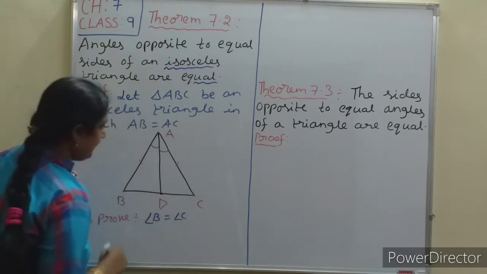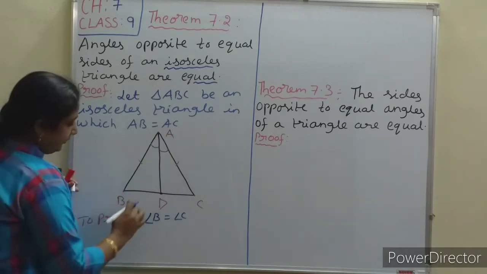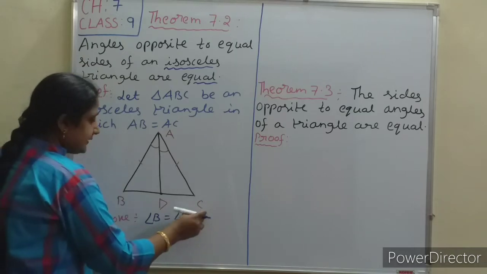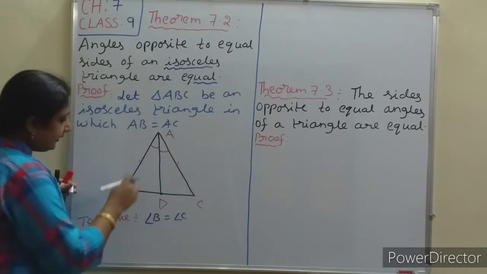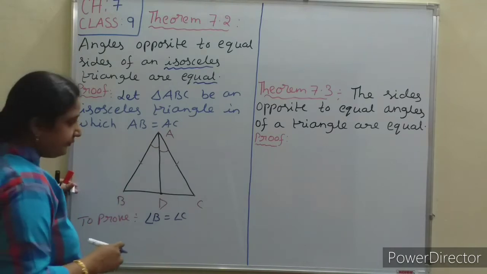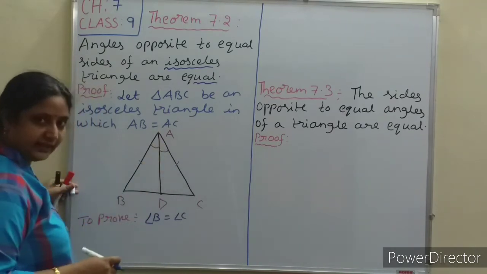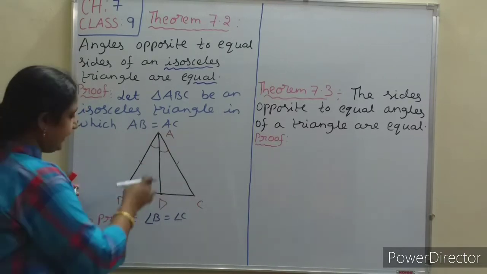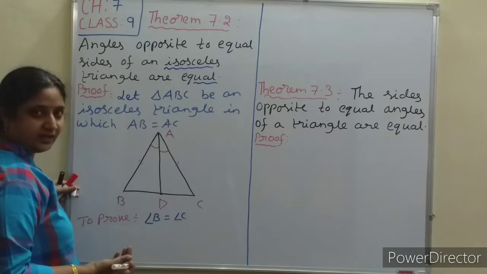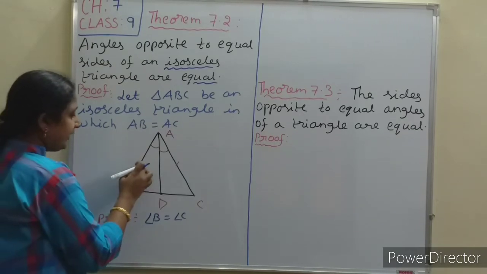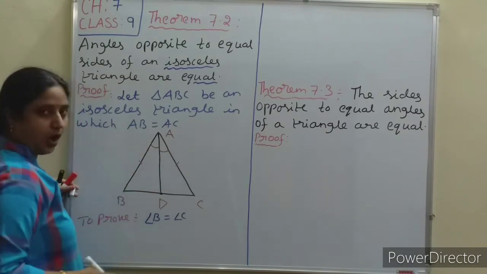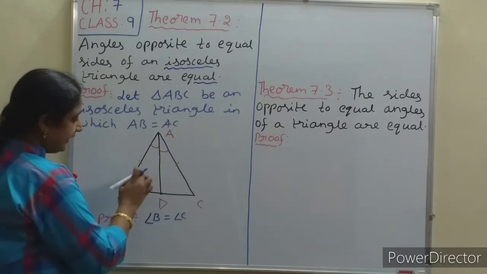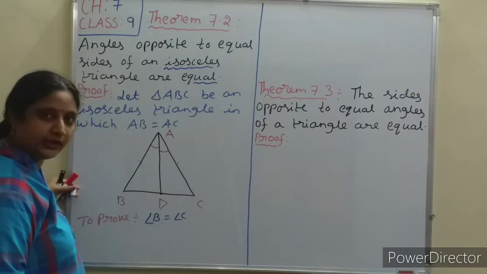So here you observe triangle BAD and triangle CAD. These two corresponding sides are equal. These two corresponding angles are equal. And what is AD? AD is the common side of these two triangles, right? That means by SAS congruence rule, these two triangles will be congruent to each other.